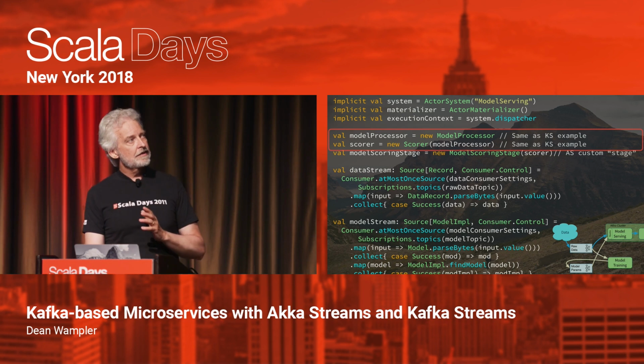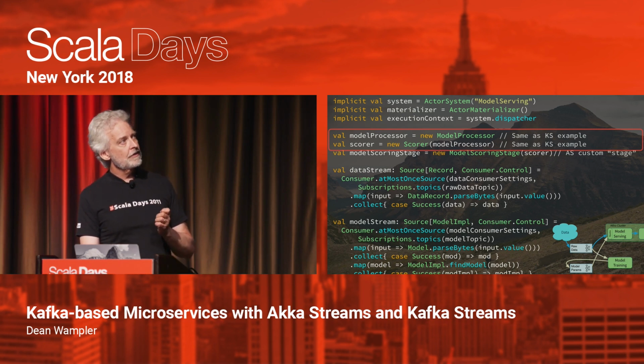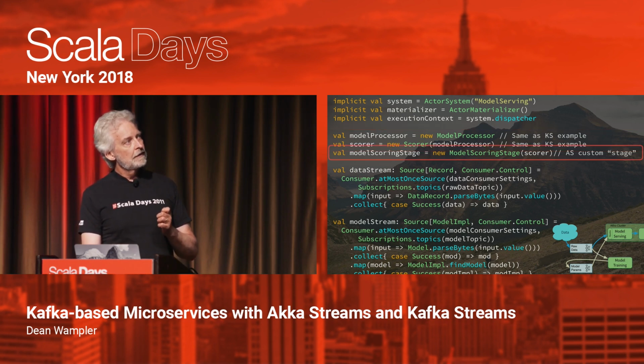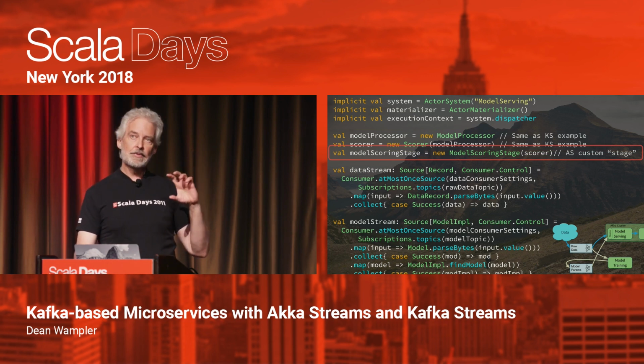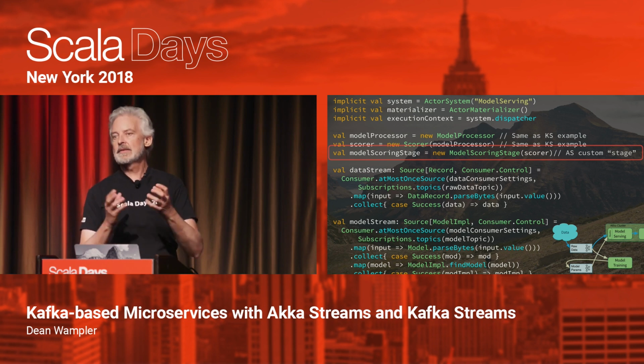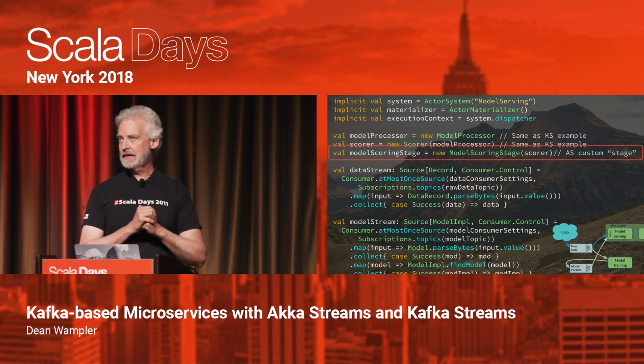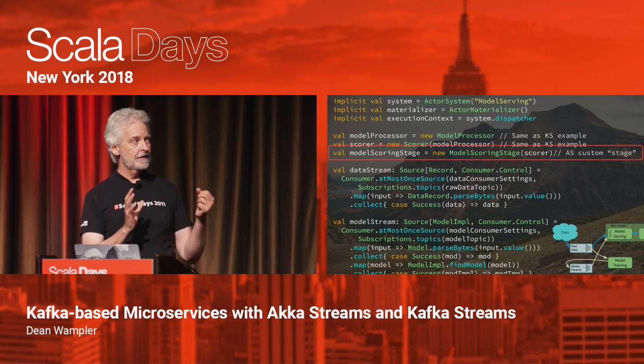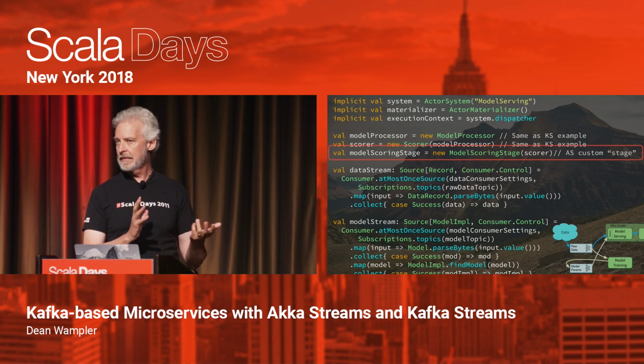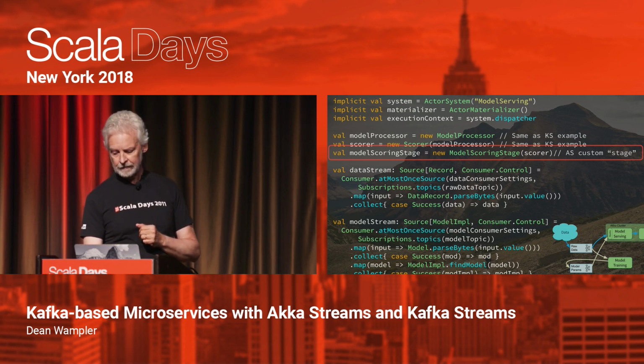This logic here is basically the same as what we had before for Kafka Streams. But now what we're going to do slightly differently is we're going to leverage the ability to actually define our own custom stage. This is like our own controller or operator. So I can treat this model scoring stage that I'm going to create as if it was a regular operation that I can apply like map and collect and so forth.